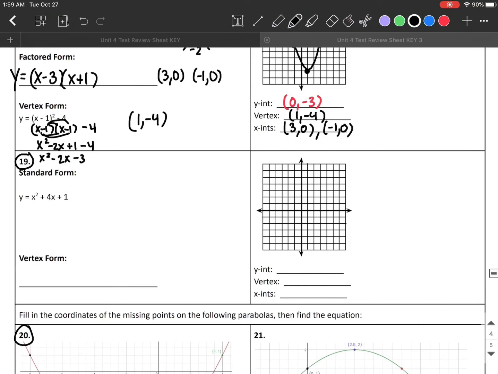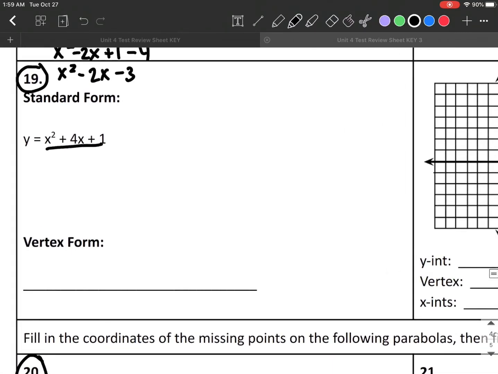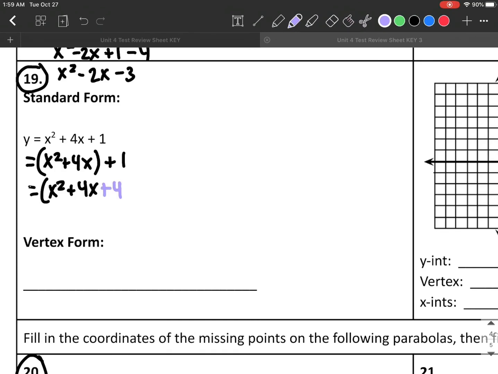For number 19, standard form was given to me. I want to find vertex form, so I want to complete the square here. I have x squared plus 4x going in parentheses because I'm going to separate it from the constant. I know I'm looking to complete the square inside here. At this point, we've completed the square so many times, I should know it's x squared plus 4x, and I'm adding 4.